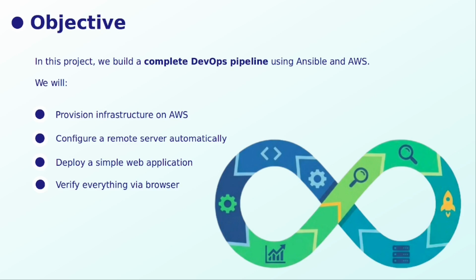The final goal is very important. We want full automation from infrastructure to application. This is the mindset of modern DevOps: repeatable, scalable, and reliable systems.